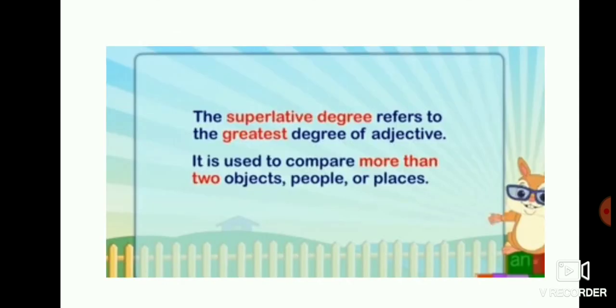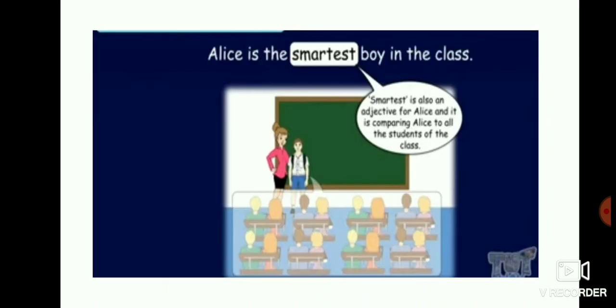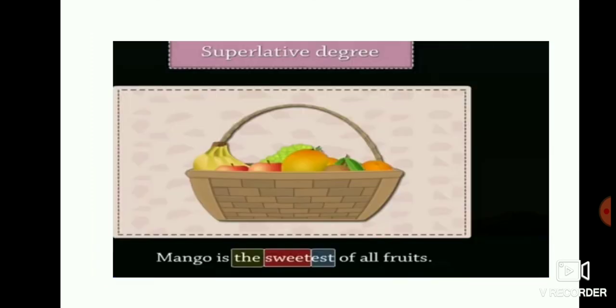The superlative degree refers to the greatest degree of an adjective. It is used to compare more than two objects, people or places. See the example: his house is the biggest of all. Alice is the smartest boy in the class. Among the class we are comparing Alice, so we are using est. Before the adjective you have to use the. Mango is the sweetest of all fruits.